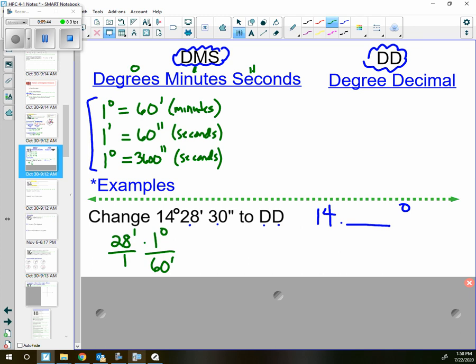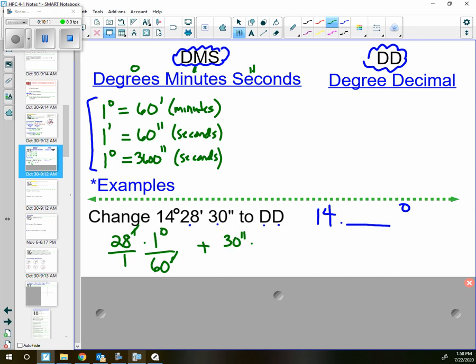So think of it just like the clock. 28 minutes out of 60, what part of an hour is that? It's about half, right? It's a little bit less than that, and you just divide, but that's fine. This is how we do it. Notice the units of the minute divide out, and you're left with degrees, which is what we're going for. So we're going to do that calculation, and then we're going to have to add that to what the 30 seconds is. So I want to change 30 seconds also into just degrees.